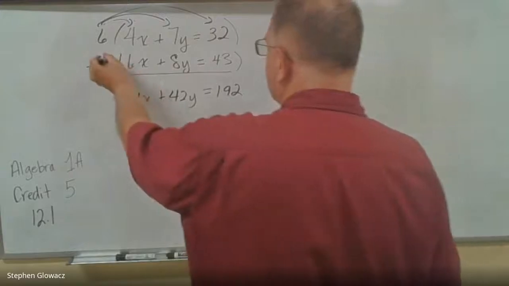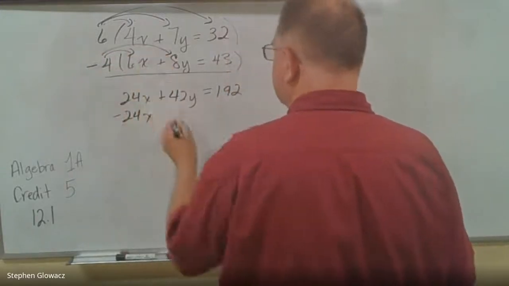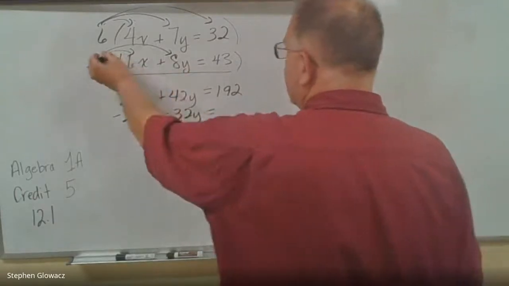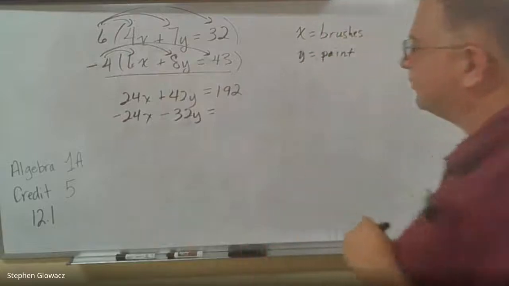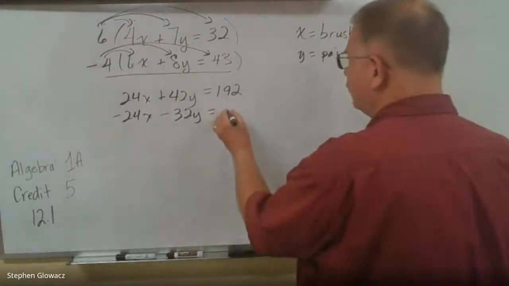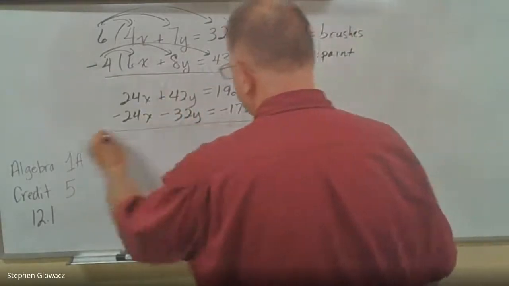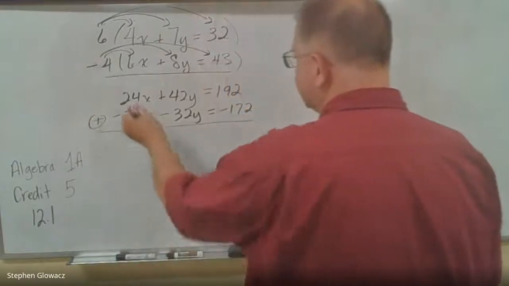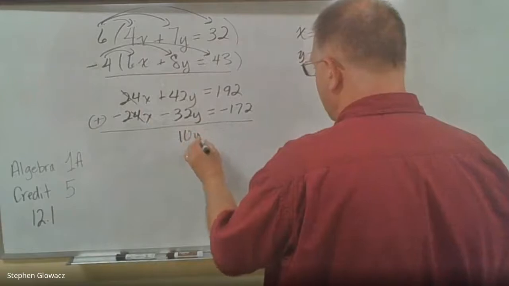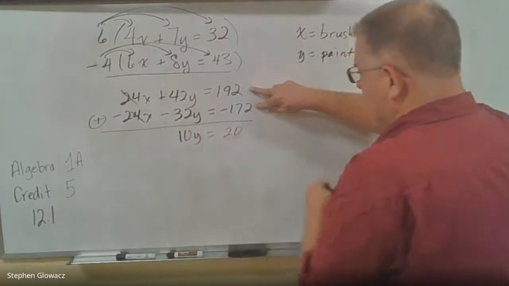All right, on the second equation, negative 4 times 6 is negative 24X. Negative 4 times 8 is negative 32Y. And negative 4 times 43 would be negative 172. Negative times a positive is negative. There we go. All right, so adding these up, these cancel out. 42 minus 32 is 10Y. And 192 minus 172 is 20.